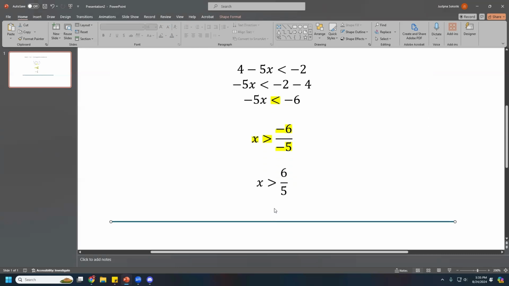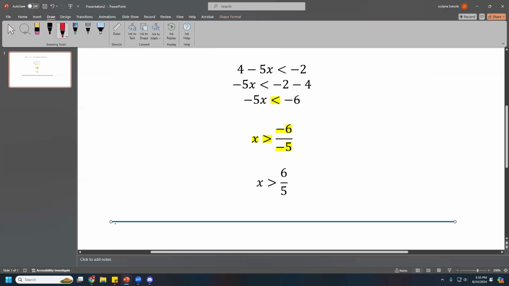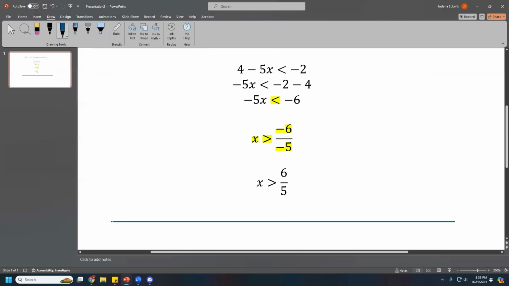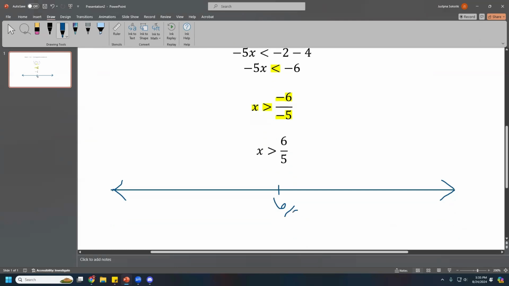So the first thing I'm going to do is get myself a number line. I'm going to go ahead and draw, and we'll make this blue just so it matches. All right, so here's my number line. I just got myself a regular line. I'm going to draw the arrows on it. So I'm going to put on 6 over 5 onto my number line. You could put other numbers if you wanted to. So like I could put 0 over here. I could put 1 over here. It doesn't even have to really be to scale. The only thing you really need is the 6 over 5.